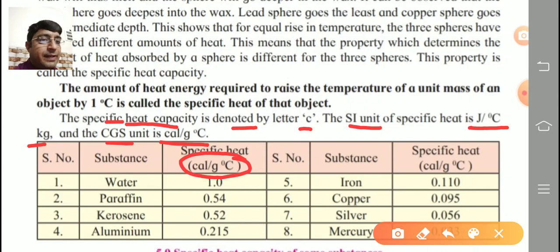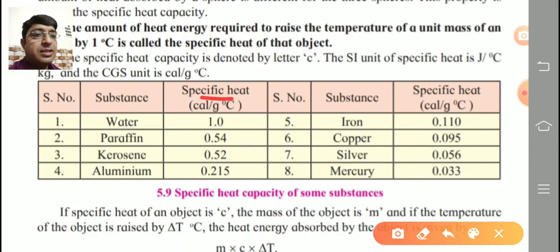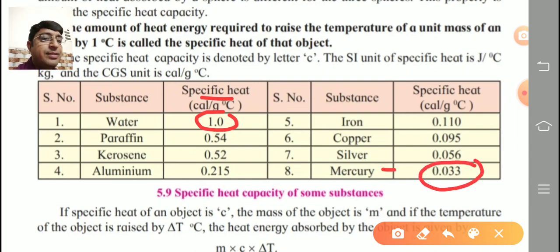All these values are given in CGS unit for some substances. So you check the values. Specific heat capacity of water is 1 calorie per gram degree Celsius. Remember the figures. Water shows the maximum specific heat capacity, that is 1 calorie per gram degree Celsius, and a minimum in case of, check the value, mercury. Is it right? So check all the values and remember.